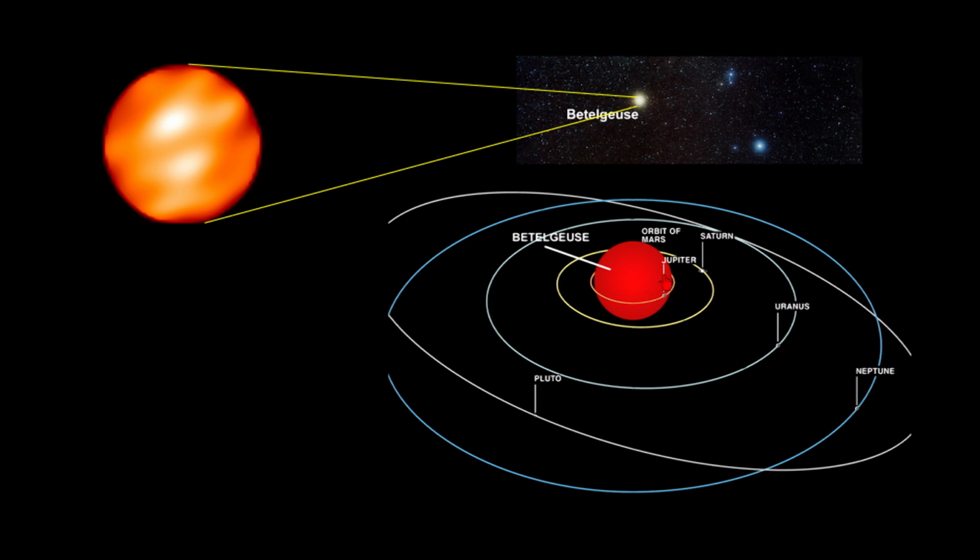And Betelgeuse is a type of star called a red supergiant. And later in this course, we'll talk about what that means. So Betelgeuse is one of the very rare exceptions where we actually have the ability to see the surface of the star itself. So you might be thinking, well, how big can stars actually get?